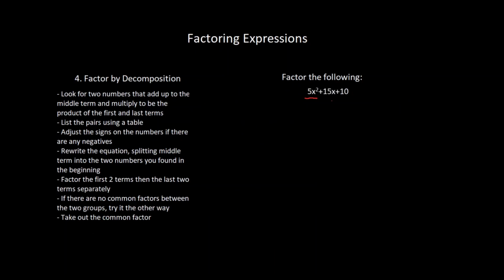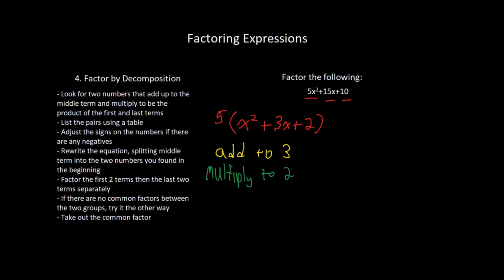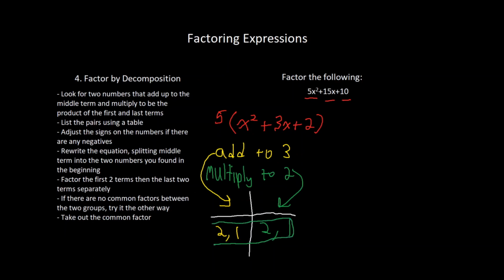For the last question, we see that there is a common factor of 5 in all the terms. We can factor it out, so it becomes 5 multiplied by x squared plus 3x plus 2. Now we need to find two numbers that will add up to the middle term of 3 and multiply together to be 2. On a table, we get this. We see that 2 and 1 match up on both sides. Now we get 5 multiplied by x squared plus x plus 2x plus 2.